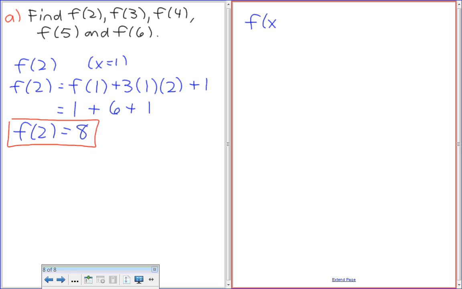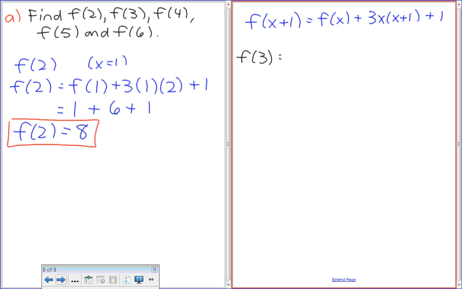Okay, so in general, we said f of x plus 1 is equal to f of x plus 3 times x, times x plus 1, plus 1. So I'd like someone to be tremendously brave and try and do the same thing for f of 3 for me, please. I'm going to ask for a volunteer this time instead of me telling you who's going to raise their hand. What is f of 3 going to be? Brian, go ahead.